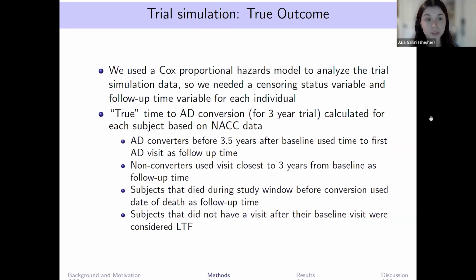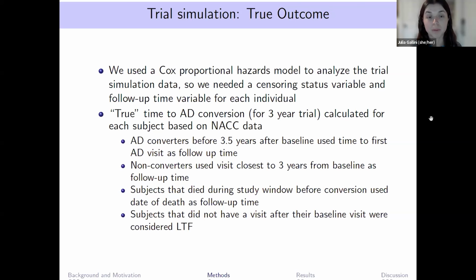So we're planning to use a Cox proportional hazards model to analyze the trial data. So we needed to derive a censoring status variable and a follow-up time variable for every individual. So first we looked at what actually happened to the individual in real life.